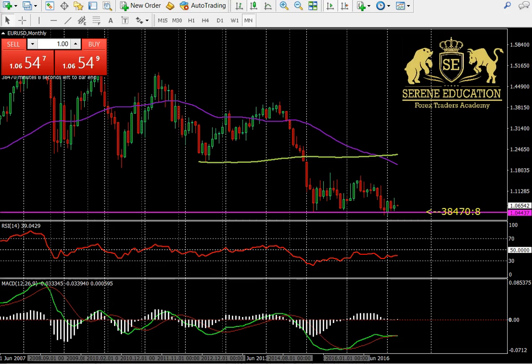Today is the 4th of April and I'm taking a look at the Euro US dollar on a monthly time frame using Serene Education's Forex Made Easy strategy. Here you can see I have already put in a long-term support level. Price has been bouncing off it on more than one occasion and currently trading to the top side of that.